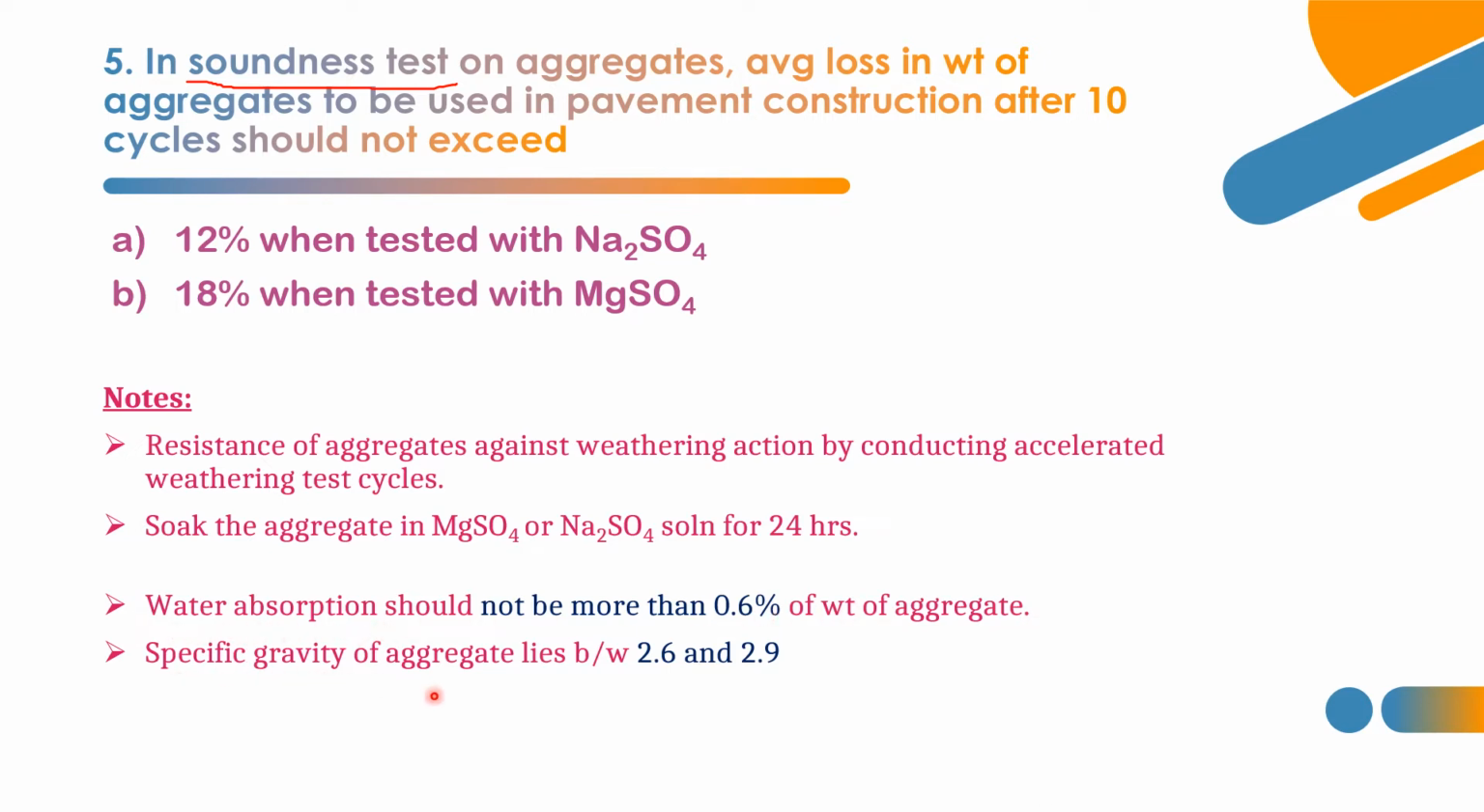And the specific gravity of aggregate lies between 2.6 and 2.9. The specific gravity indicates the strength of the material, like the strength of the aggregate. So 2.6 to 2.9 shall be the specific gravity of aggregate. We have seen almost all the tests on aggregate. Now we shall move on to the other materials.